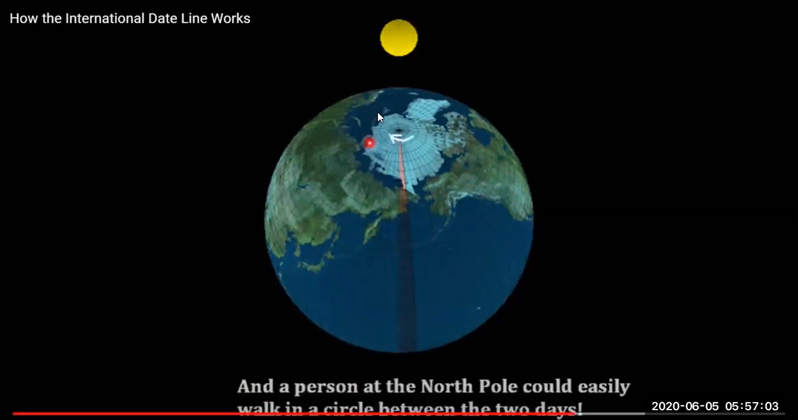Now you can see here, this is the North Pole. A person at the North Pole could easily walk through the circle between the 2 days.